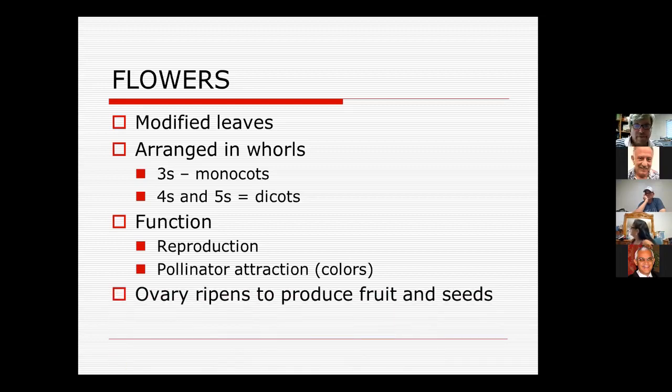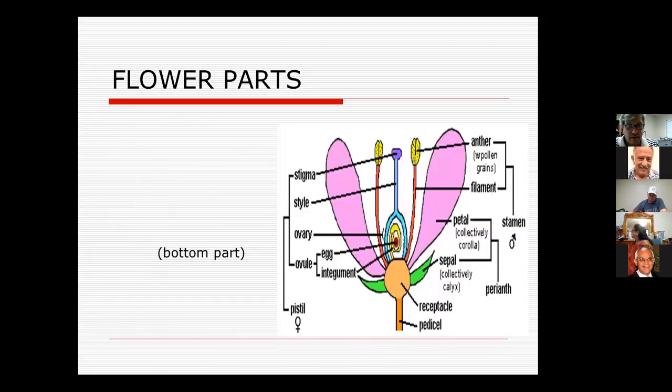And the other thing I want you to know about flowers is that the ovary ripens. The ovary, which is part of that flower, its purpose is to ripen to produce a fruit and seeds. Seeds are important because they give us genetic variability. And that allows things to survive longer and have that variation is going to make it more likely for something to survive, or to survive in adverse conditions.